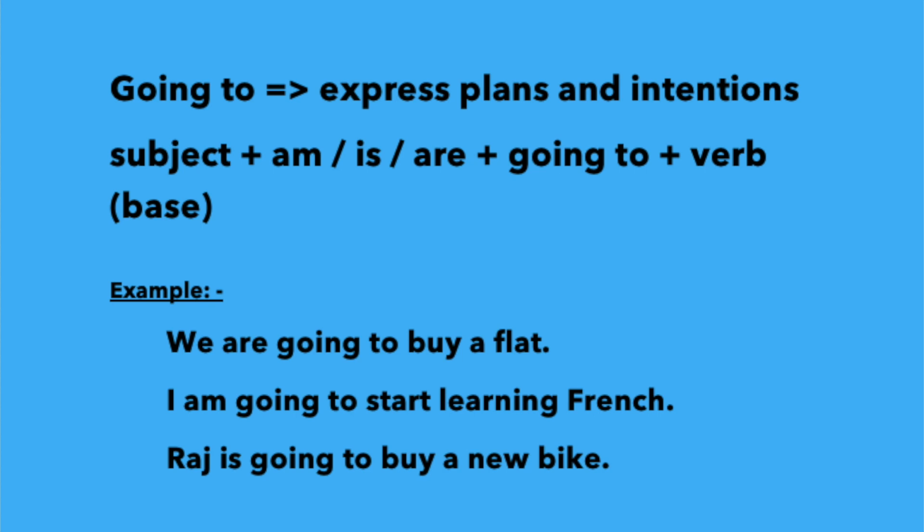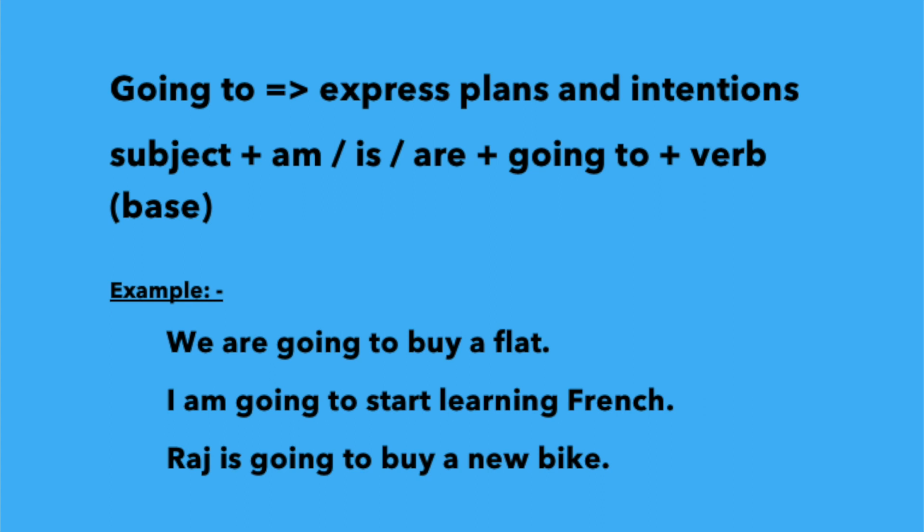We make this form with the subject plus am or is or are plus going to plus base form of the verb. For example, we are going to buy a flat. Subject plus are plus going to plus verb. That means we have a plan. We don't like house. We like flat. It's very convenient. So we have a plan to buy a flat.